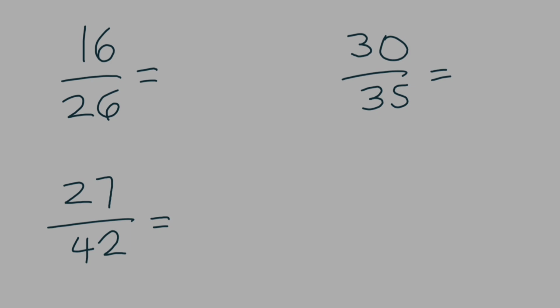So let's start with 2. Is 16 divisible by 2? Yes. Is 26 divisible by 2? Yes. So we're going to divide 16 and 26 by 2. Make sure you divide the top number and the bottom number by the same number. Let me put this equal sign over here. So 16 divided by 2 is 8, and 26 divided by 2 is 13.